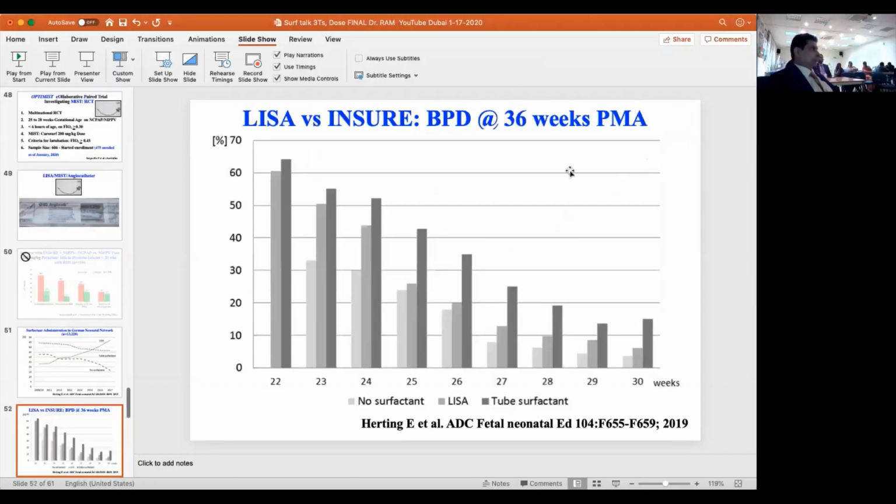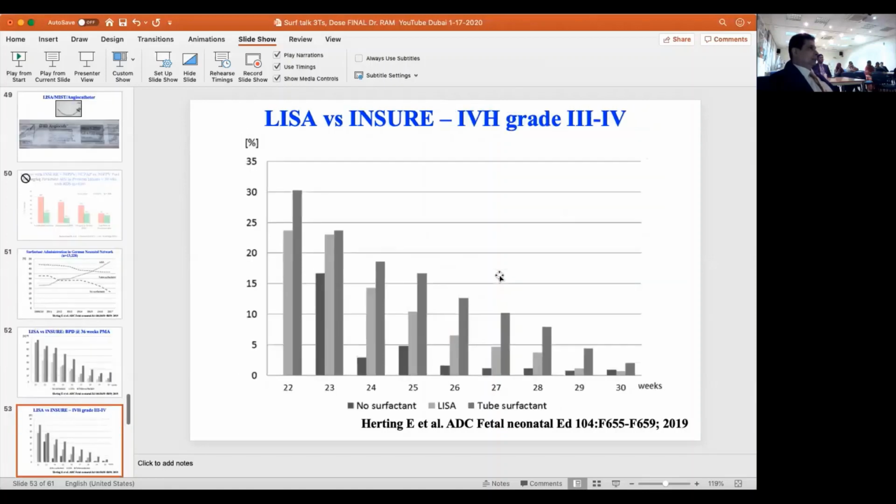They also reported outcomes. You can see BPD at 36 weeks. The gray bar is LISA, the dark bar is babies that were given surfactant via the LISA technique compared to the INSURE technique. They also reported IVH, also significantly lower at all gestational ages with the LISA technique compared to the INSURE technique.